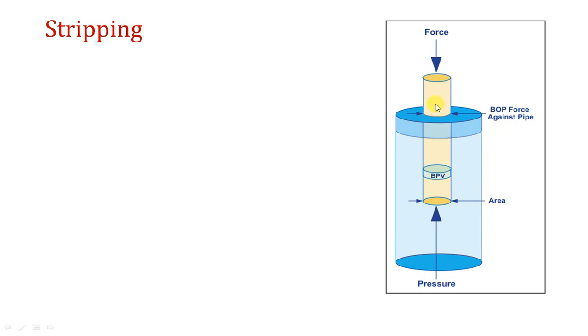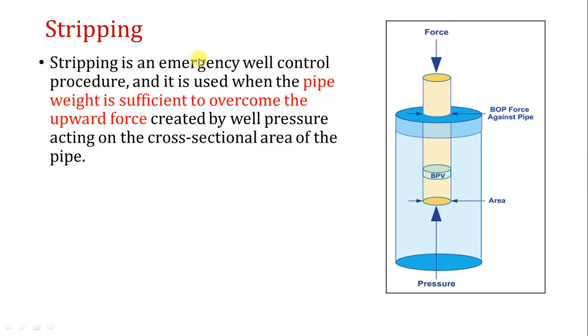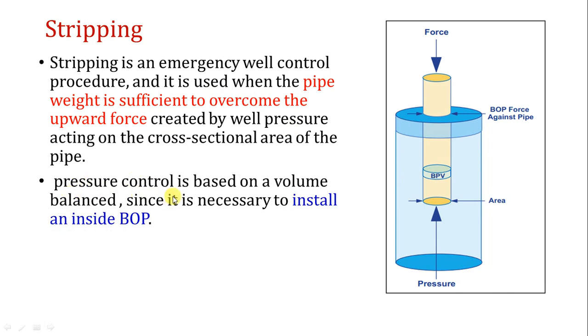And after this, run another stand, another two stands, and bleed two barrels, and let's see, and vice versa, and everything is okay. Okay, so this is a very important method. As I told you, stripping is an emergency well control procedure, and it is used when the pipe weight is sufficient to overcome the upward force created by the pressure. Pressure control is based on volume balance. Volume balance. Take care of this word because it is very important.